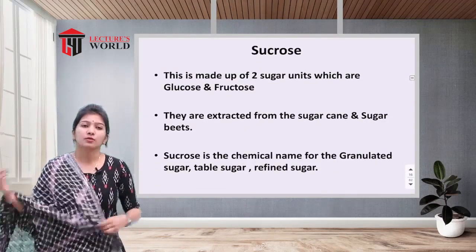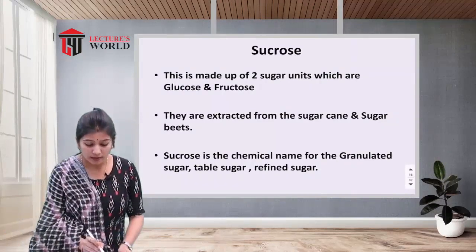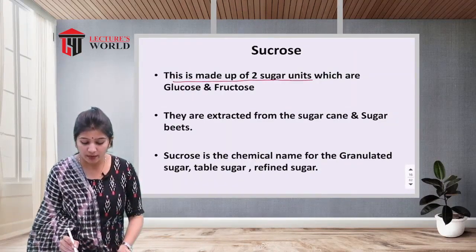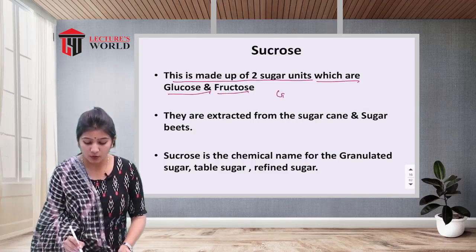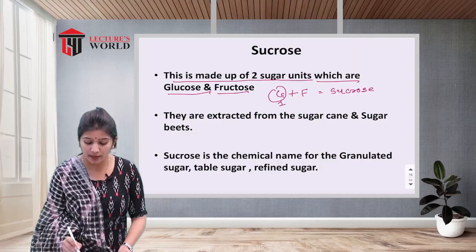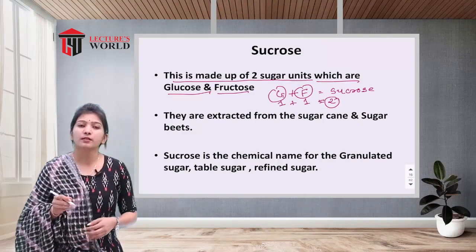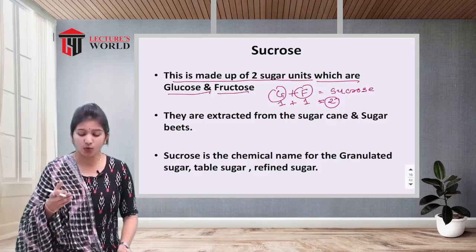So what is a sucrose? Sucrose is made up of two sugar units, which are glucose and fructose. Glucose and fructose are making what? Sucrose. So glucose is one sugar unit, fructose is also one unit. So 1 plus 1 is equal to what? 2. So a total of 2 sugar units are making the sucrose.